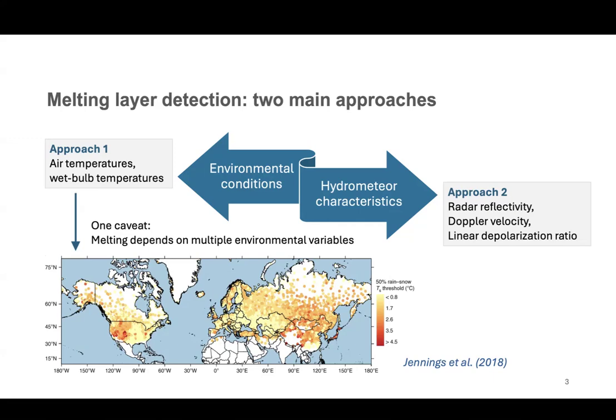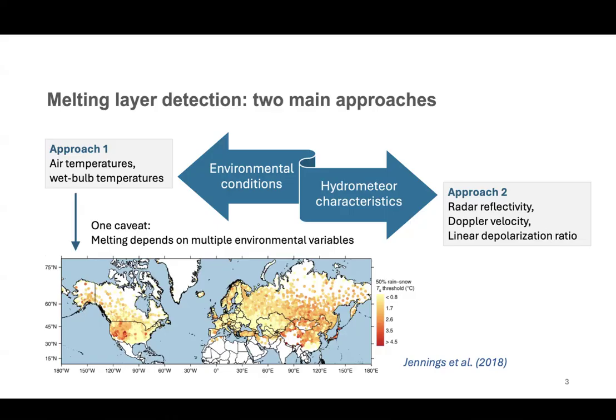So one caveat of using this approach, number one, is the melting process actually depends on multiple environmental variables, and using one uniform variable or one uniform threshold of particular variables could cause serious problems in the precipitation phase identification.